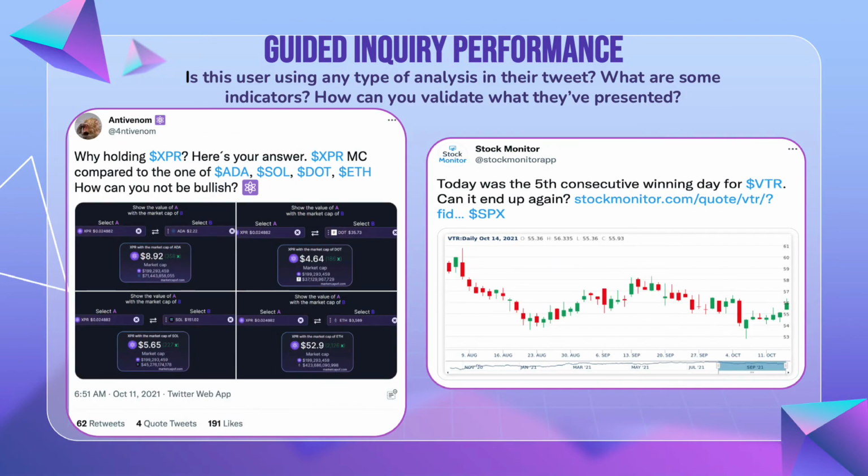Our first activity is a guided inquiry performance that would have students review a specific comment from a social media site, including Twitter or Reddit, about the performance of a specific stock. Students should determine what, if any, type of analysis is being utilized by the user of the comment and also cross-reference it with official data or financial sources to determine if the user is truthful, misleading, or completely false in their statement.